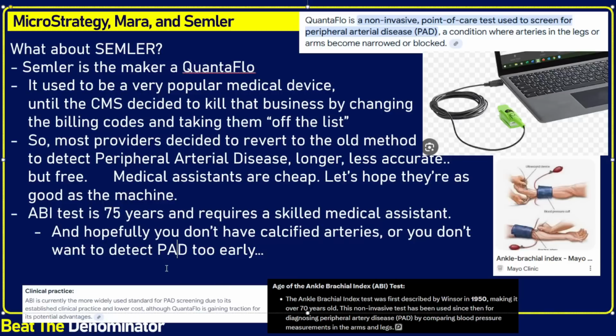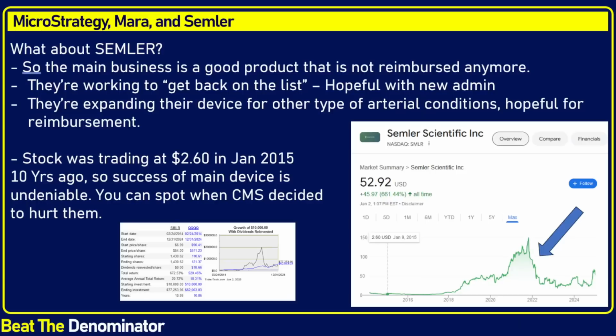And you'd better hope that you don't have a very early form of PAD, because if you do, it's not going to show up in the 1950 analog technique, but it would have shown up in QuantaFlow. So QuantaFlow is still a compelling product. They're still selling it, but they're now in a valley of despair. The sales are flat. The sales are not too good. The main business is a good product that just gets no reimbursement anymore.